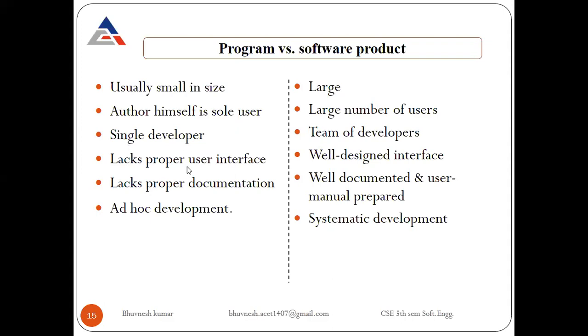Then in a program, there is a lack of proper use of interface. In a software product, a well designed interface is there. In a program there is a lack of proper documentation. Okay, no documentation is there. In a software product, proper documentation should be there. Well documentation and a user manual should be prepared. And the last point: in a program, ad hoc development is there, in parts. But in a software product, systematic development is there, in proper sequence.